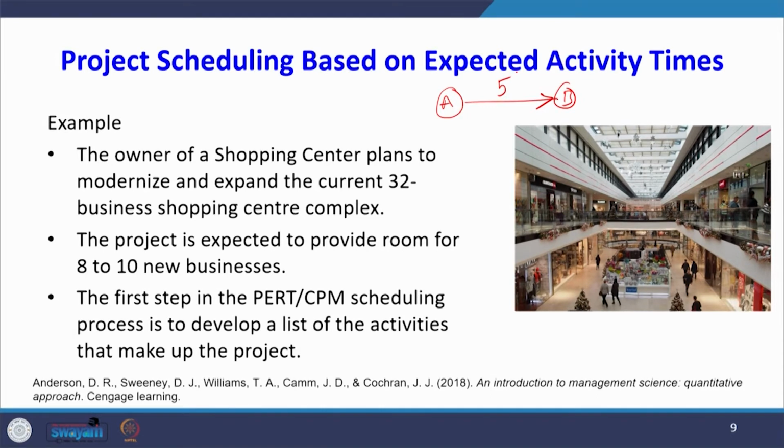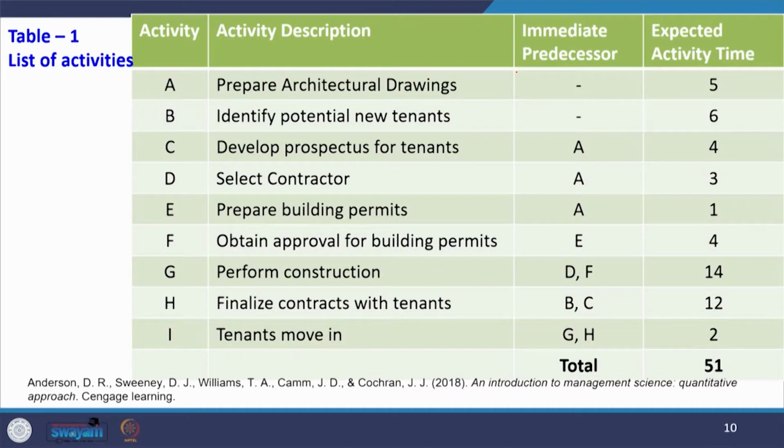So, the first step is we have to identify the list of activities that is required for completion of the whole project. So, this table provides all the activities for the shopping mall project. There are 1, 2, 3, 4, 5, 6, 7, 8, 9 activities there. Each activity description is given.